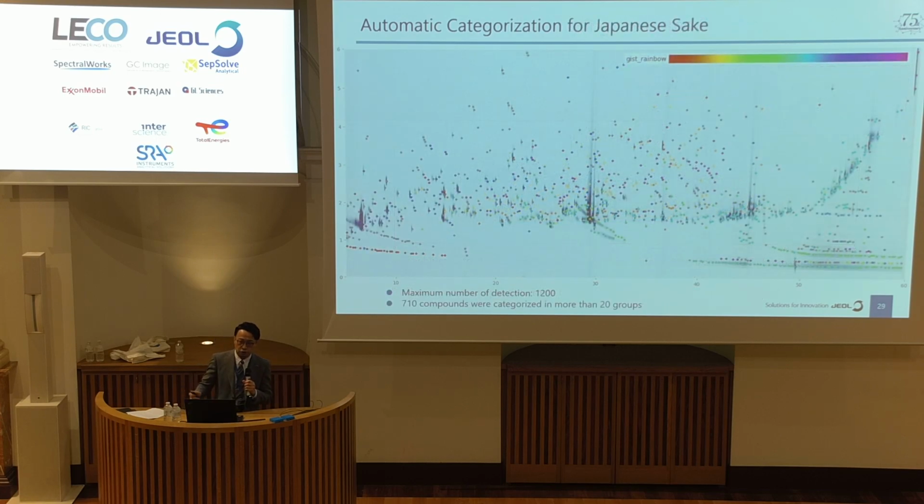And this is also the automatic categorization for Japanese sake. It has many, many colors, but I think it might be very helpful for selecting the correct structure in our AI library.